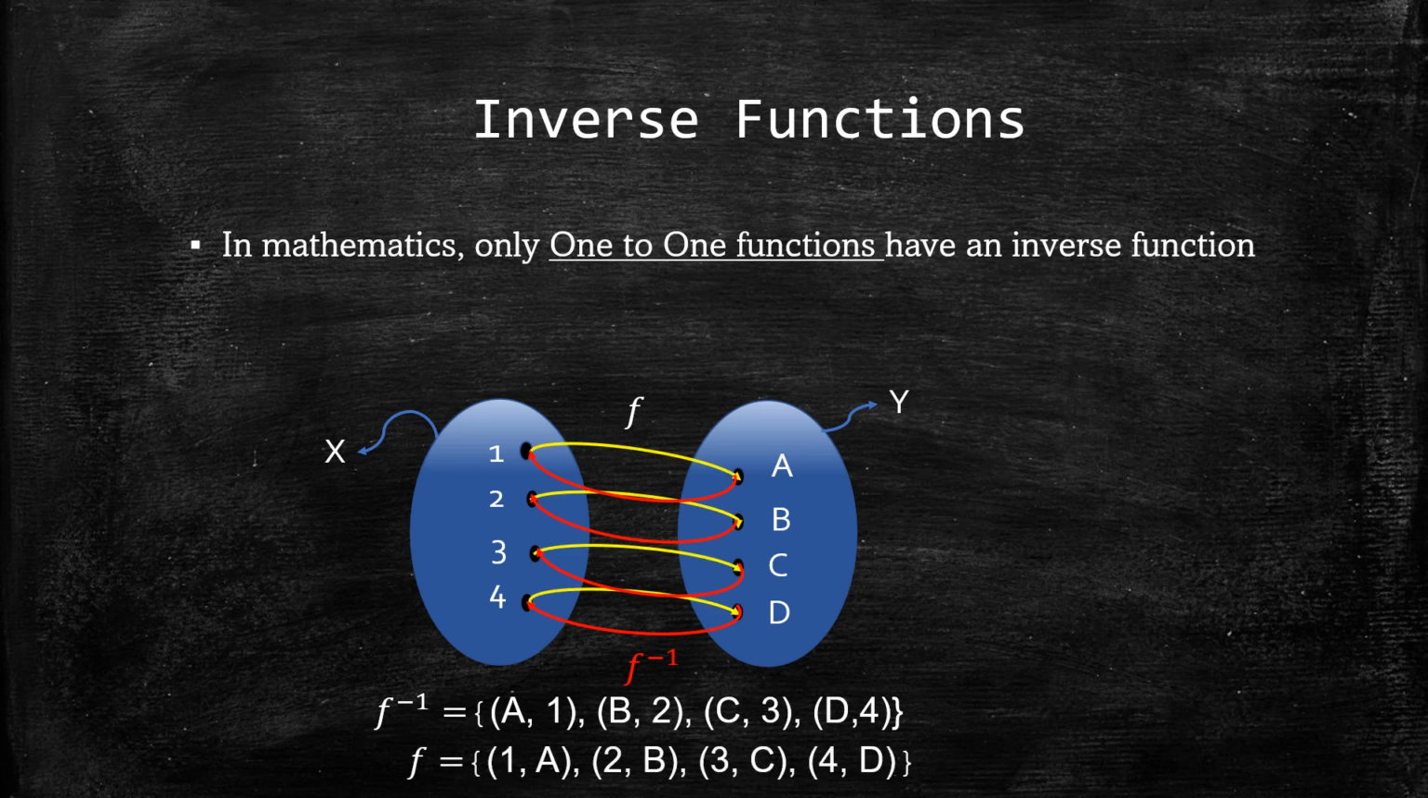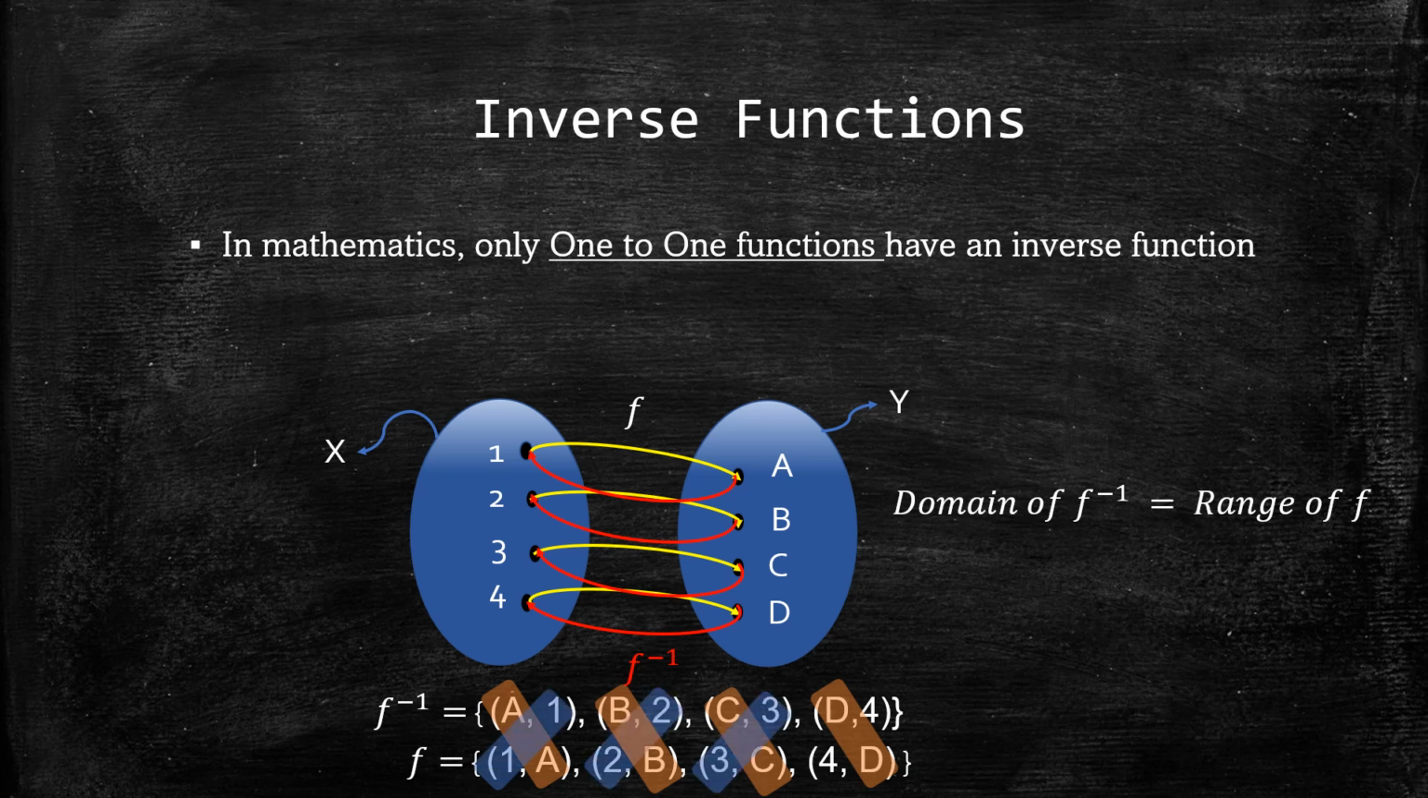Now let's compare the domain and range of both of them, and this is a very important property. Notice the domain of the inverse is the same as the range of the function. Similarly, the range of the inverse is the same as the domain of the function. So once you find the domain and range of one, you can state the domain and the range of the inverse.